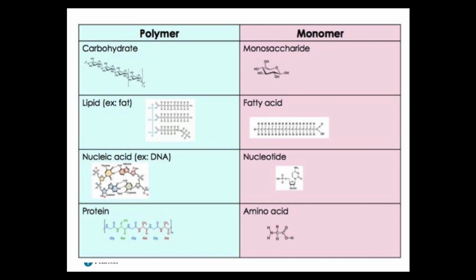Lipids are the polymers, and they're made up of monomers of fatty acids. Nucleic acids are the polymers, and they're made up of subunits called nucleotides. Proteins are the large polymers, and they're made up of subunits called amino acids.